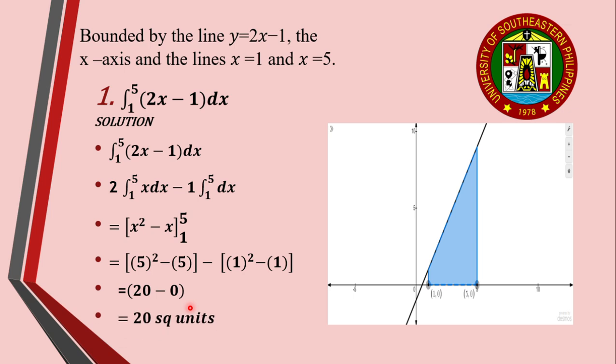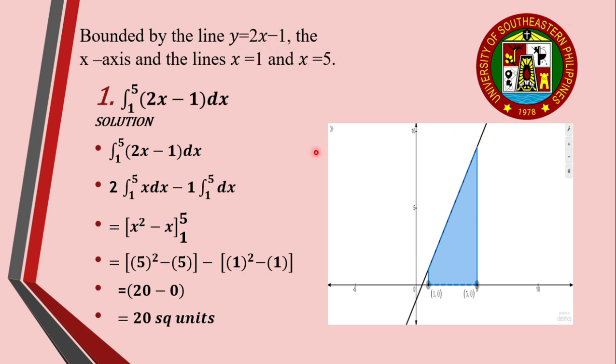Excuse me. So we have here 20. The answer is 20 square units. So therefore, the area in this shaded region, color blue, right here is equal to 20 square units by using the integration. So this is the area right here from 1 to 5 under the function y is equal to 2x minus 1.